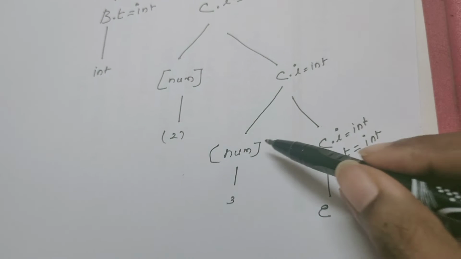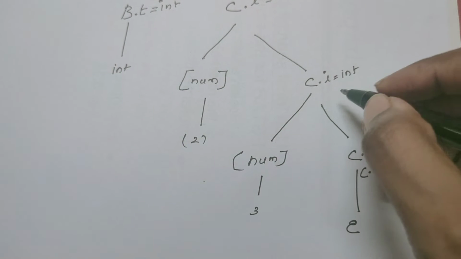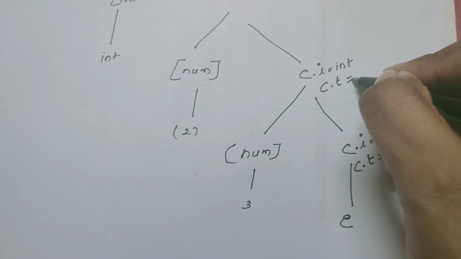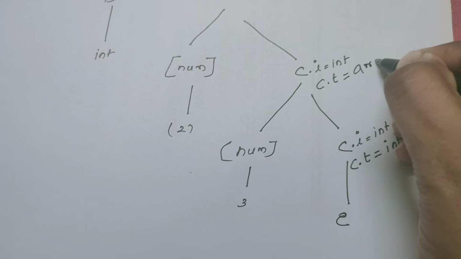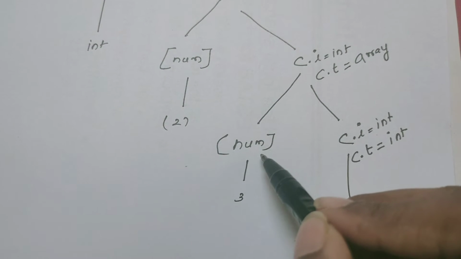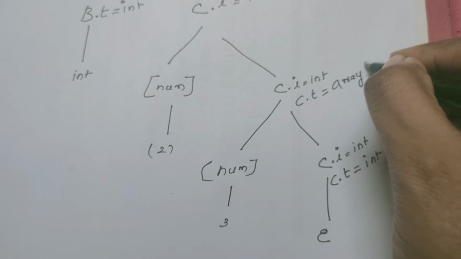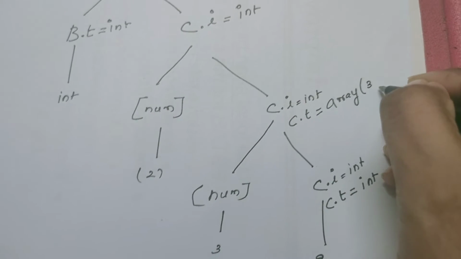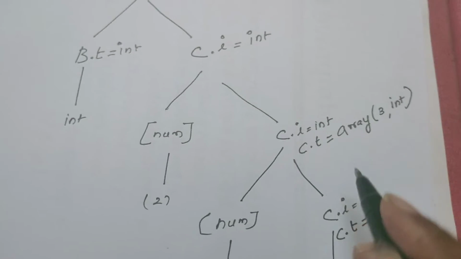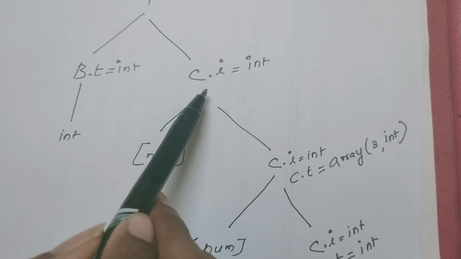Now, since the values are moving from the child node to the parent node, it goes like this. C dot T is equal to array of; the operator array is introduced based on the child nodes. One of the child nodes is number, another one is data type. So array of number is 3 here, the data type is integer here. Alright. So now this value must be passed to its parent node.